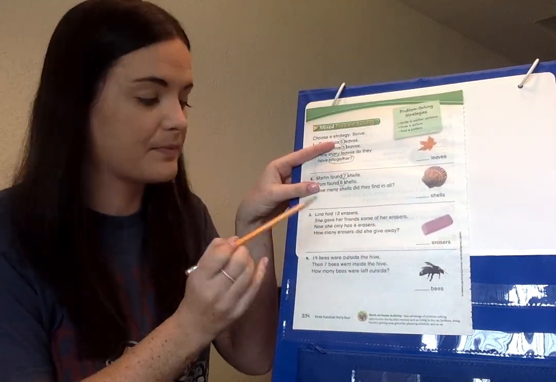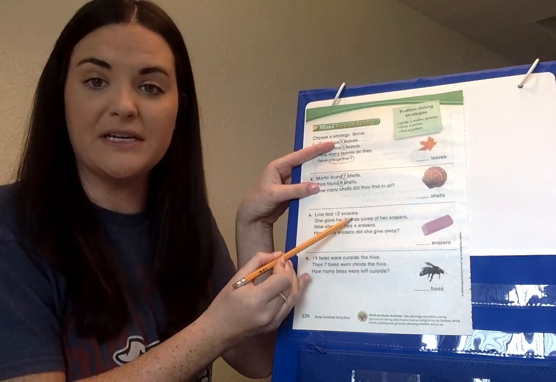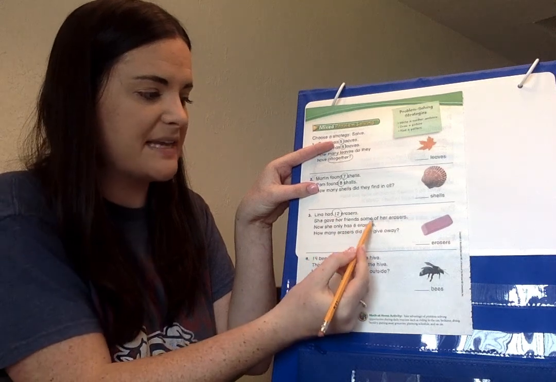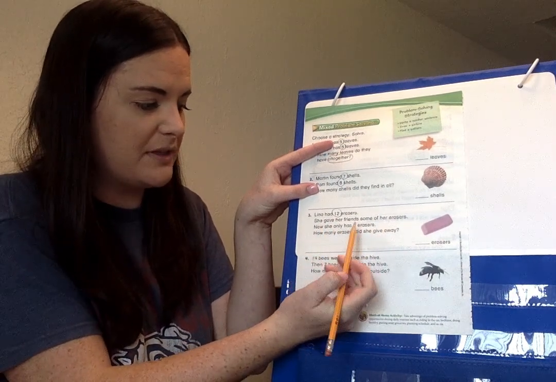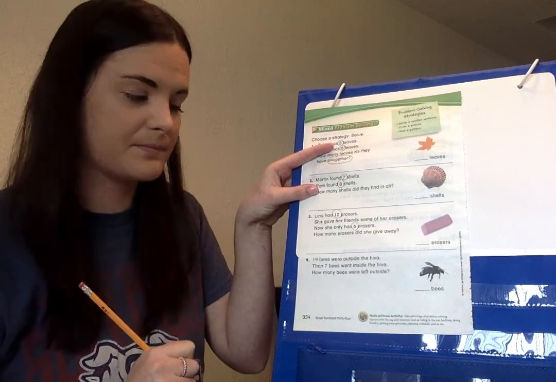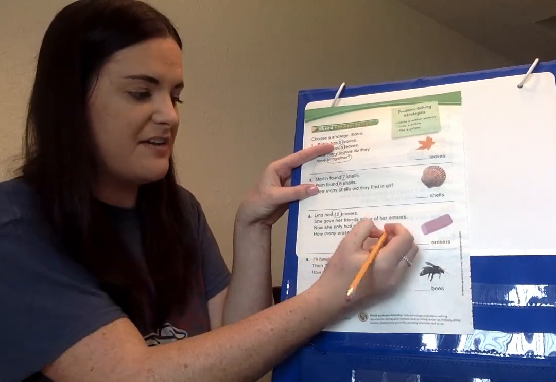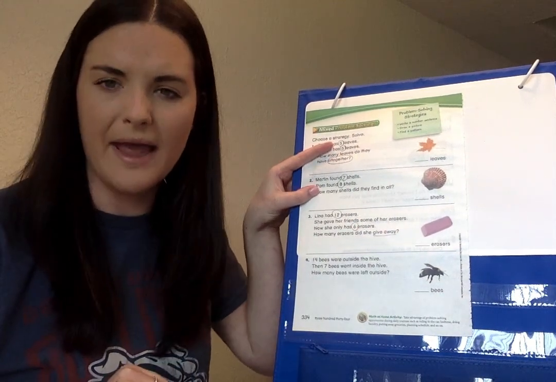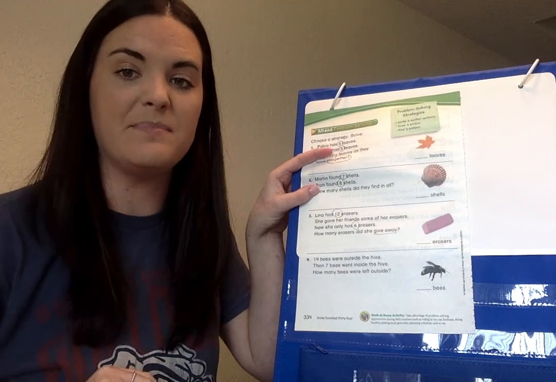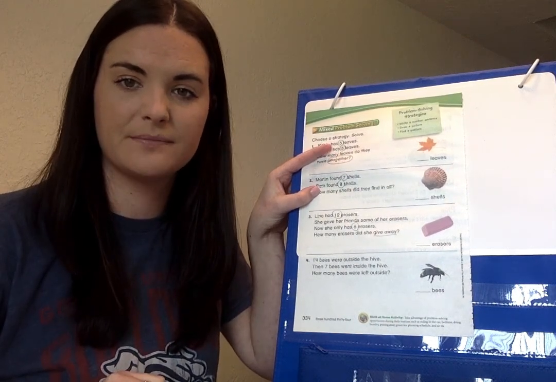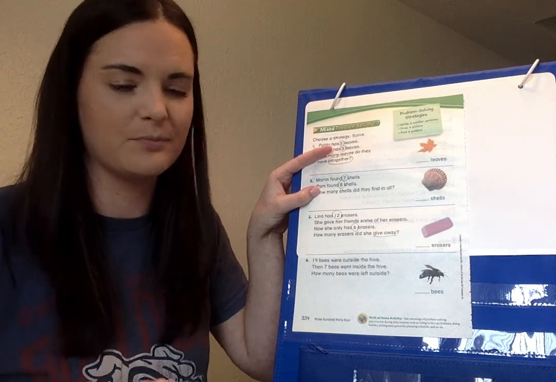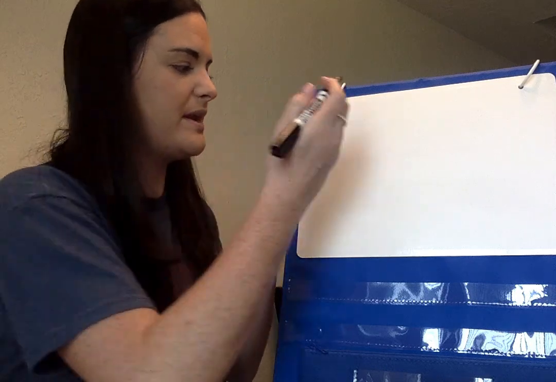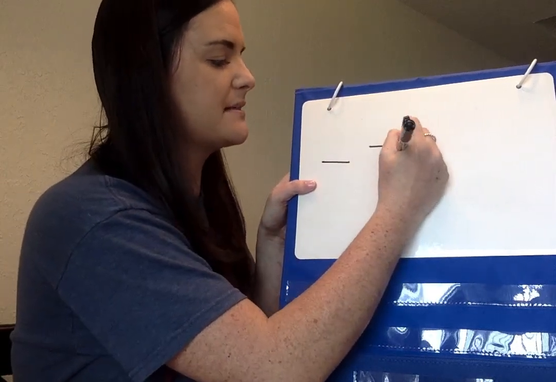Number 3. Lena has 12 erasers. I heard a number. She gave her friends some of her erasers. Now she only has 6 erasers. How many erasers did she give away? I'm going to underline the words give away. If you give away something, would that be addition or subtraction? Subtraction. You guys are so smart. So we need to make a subtraction number sentence.